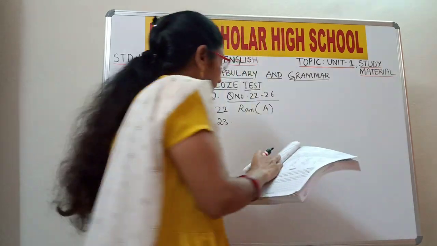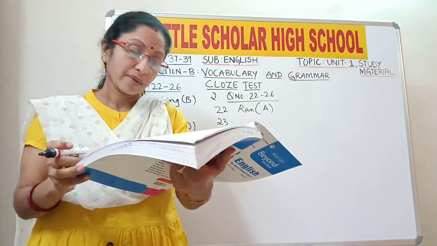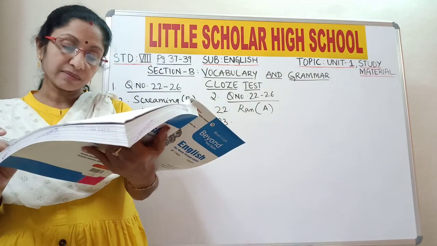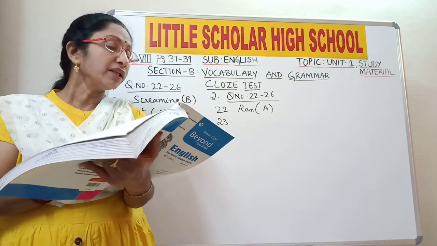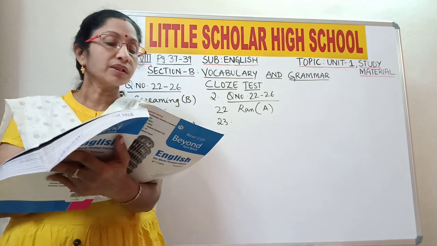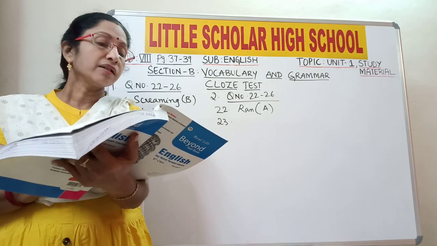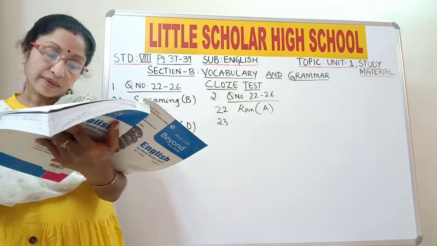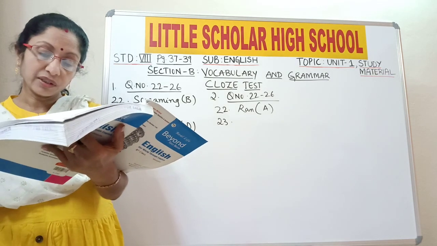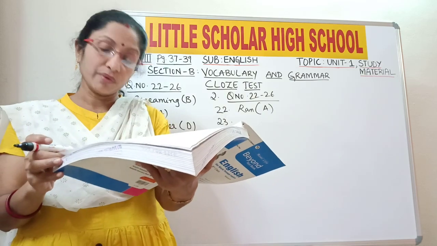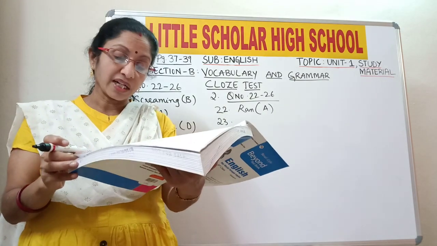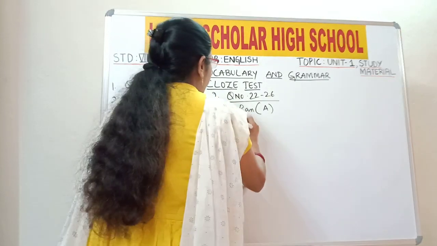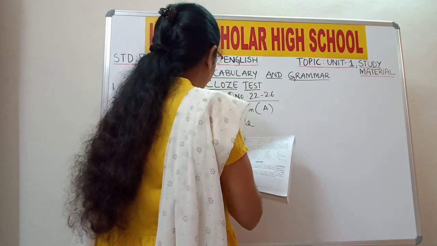Question number 23. The rabbit was beautiful but proud. The tortoise was smart but humble. The options are A, those; B, an; C, a; D, the. It should be the tortoise. The tortoise was smart but humble. We are talking about the tortoise. Which tortoise? The one which ran a race, which participated in the race. So it should be the tortoise. The answer is the. It is option D.